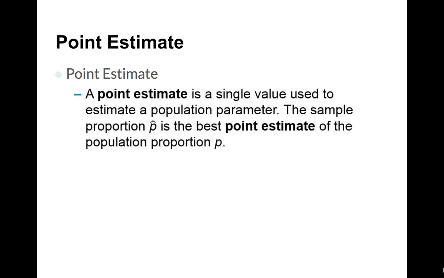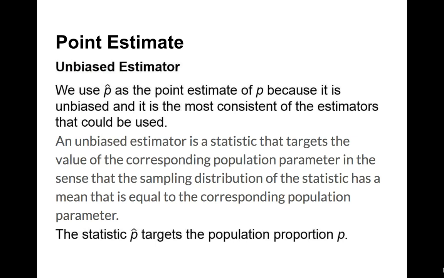So a point estimate is really simple. It's a single value that is used to estimate some parameter of a population. For a sample proportion, that's our p hat. That's what this little symbol means. Instead of x bar for sample mean, sample proportion is p hat. That's our best point estimate for the population proportion. In other words, p hat is trying to gauge, mathematically speaking, what p actually is. So lowercase p is our representative of population proportion.